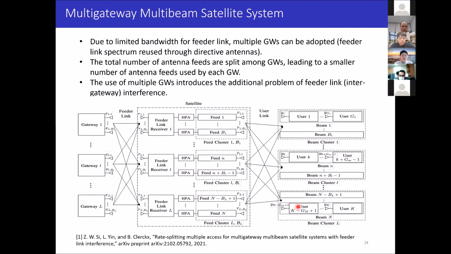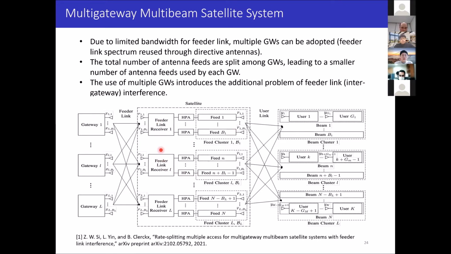And so what you have in this scenario is that you have two issues. You have the inter-beam interference that you would still have, as we had in the previous work. So the interference between beam 1, beam 2, beam B1 here will still be there. You will have interference between clusters as well. But also you will have interference between gateways, because the data transmitted by gateway 1 will leak into the feeder link receiver of gateway L, for instance, and therefore will be transmitted and leak into the other beams. So you have the inter-gateway interference and the inter-beam interference to be managed.